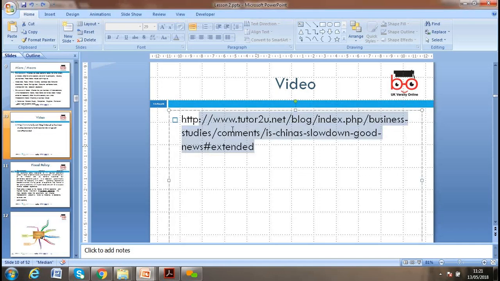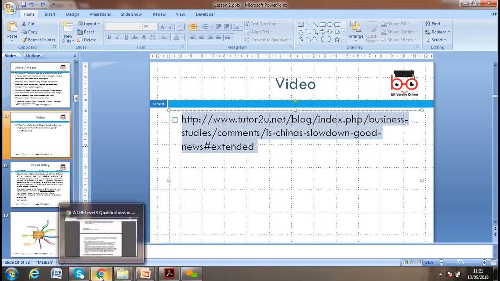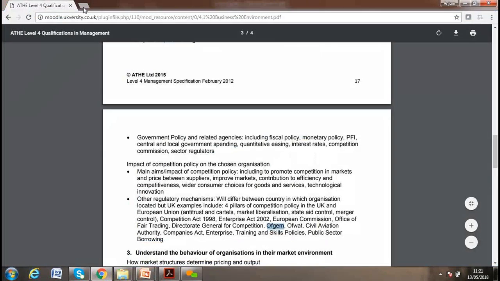Sorry, my computer is running a bit slow, so let's copy this link. I just want to demonstrate to you. So copy this link, and paste this link in the search box.